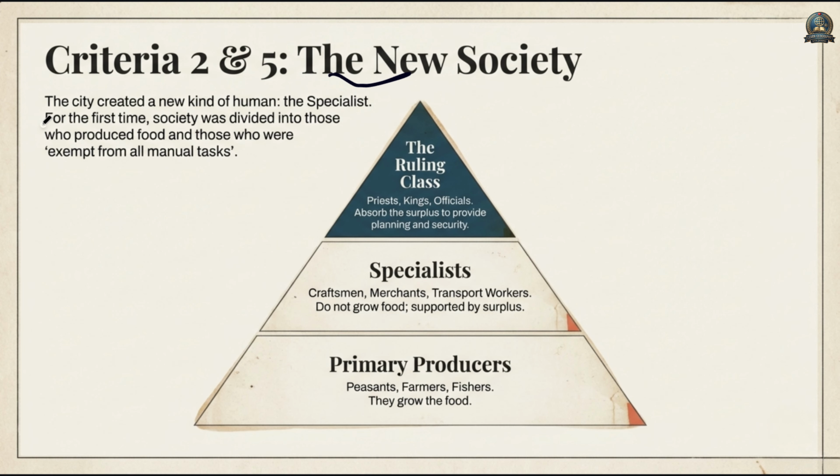The new society. The city created a new kind of human, the specialist. For the first time, society was divided into those who produced food and those who were exempt from all manual tasks. The ruling class, priests, kings, officials, absorbed the surplus to provide planning and security. Specialists, craftsmen, merchants, transport workers, do not grow food; they are supported by surplus. Primary producers, peasants, farmers and fishers, grow the food.